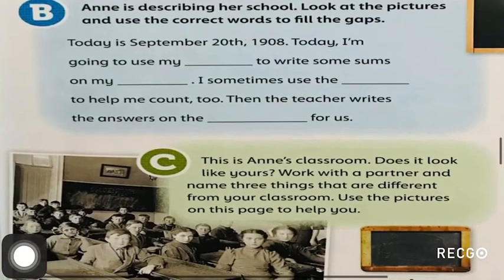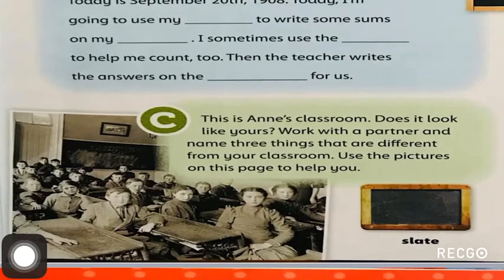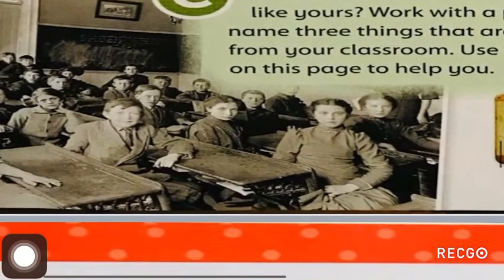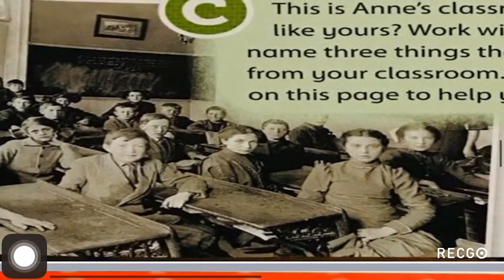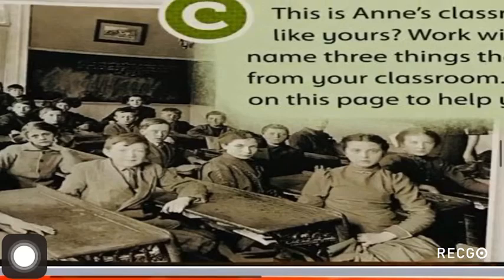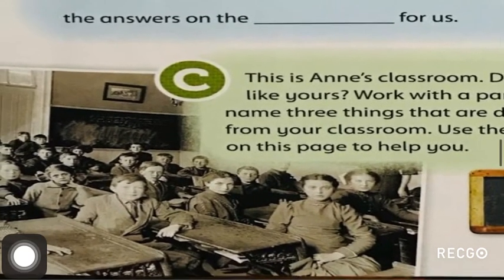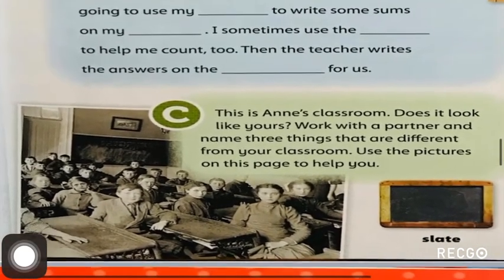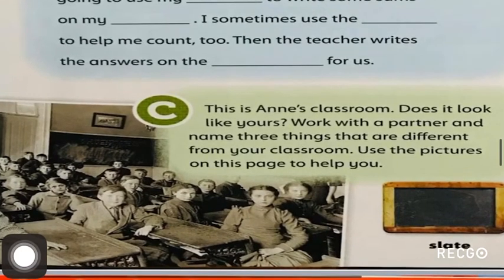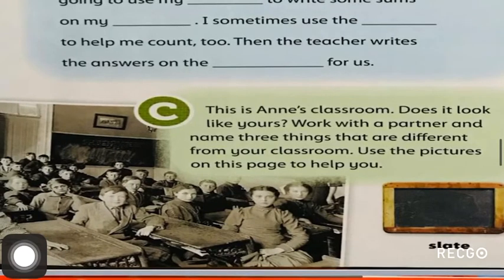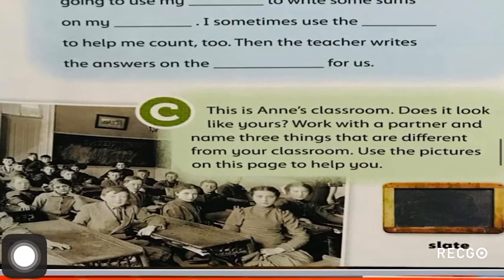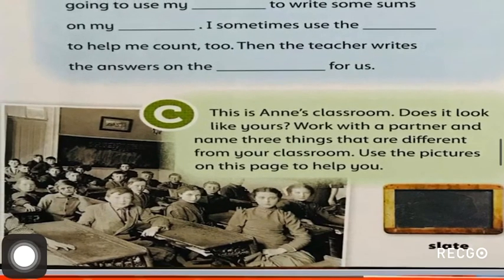In the same way, exercise number C is about a past picture of a classroom. This is the past picture of a classroom, and the present picture you will have in your mind about your own classroom. So the question is, this is Annie's classroom. Does it look like yours? Work with a partner and name 3 things that are different from your classroom. Use the picture on this page to help you.